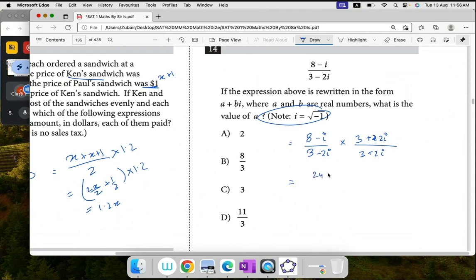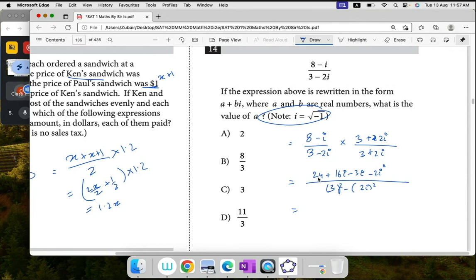8 times 3 is 24, plus 16 iota, minus 3 iota, and minus 2 iota square. So already iota is square root of minus 1. Squaring that would change the sign. And in the denominator, we have a square minus b square. So this is a lot of work.